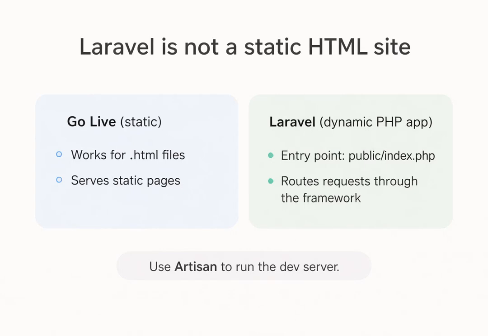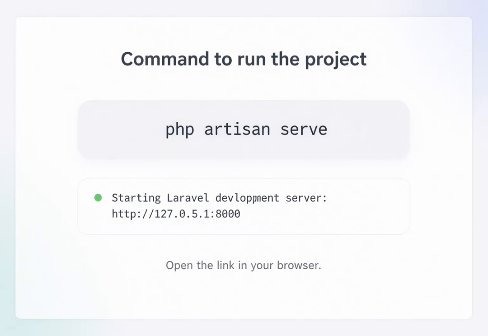Some students try the VS Code Go Live extension, but that's meant for static HTML files. A Laravel app is a dynamic PHP application, and its entry point is public/index.php. Requests need to go through Laravel's routing and framework bootstrapping, so instead of Go Live, Laravel is run using the built-in development server via Artisan. To run the Laravel project locally, the standard command is php artisan serve. When it starts successfully, it prints a local URL, like http://127.0.0.1:8000. Opening that link in a browser loads the Laravel application.